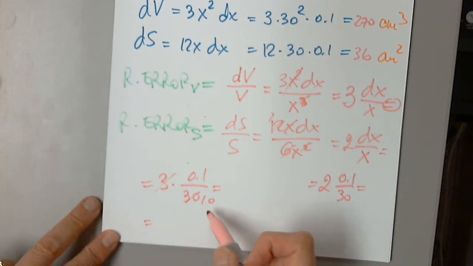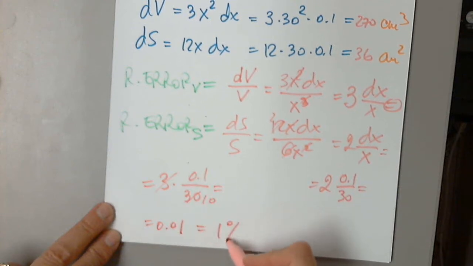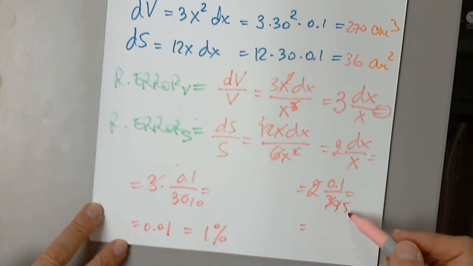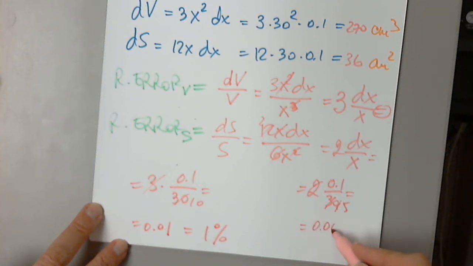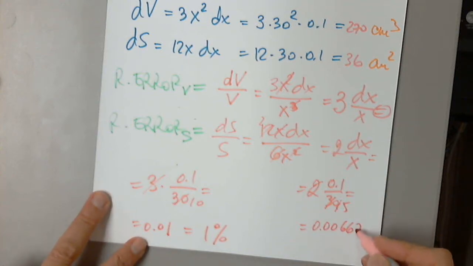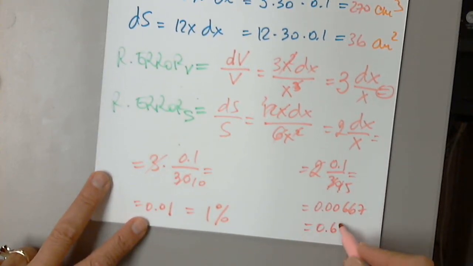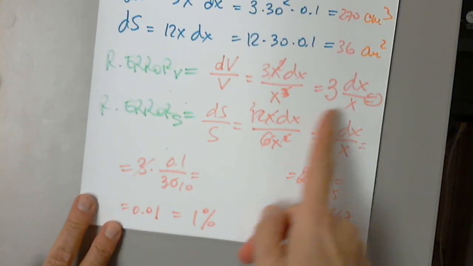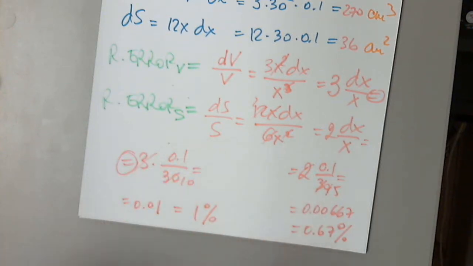So this is 0.01, which is 1%, and this is 0.1 over 15. Okay, so this will be 0.67%. So 1% error in the volume and 0.67% in the area. Any questions? Yes, Greg? That's surface area, right? 0.67. Yes, that's for the second one. And the first one is right here. Okay. 1% for the volume. Gotcha.